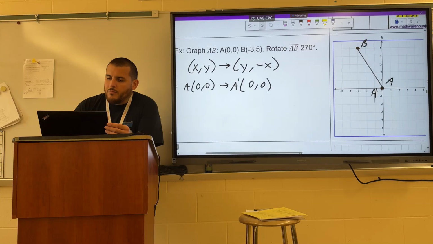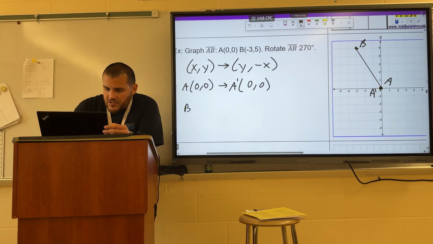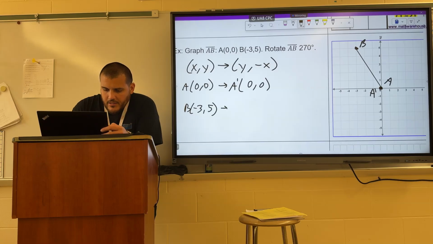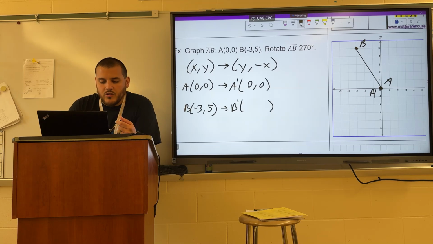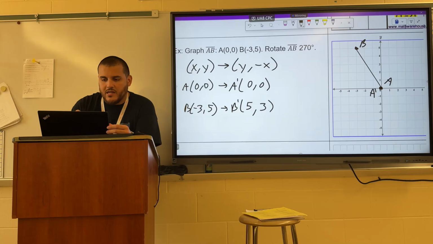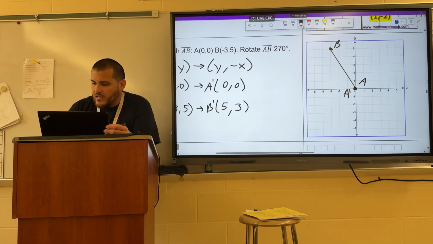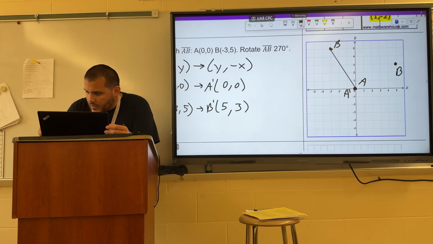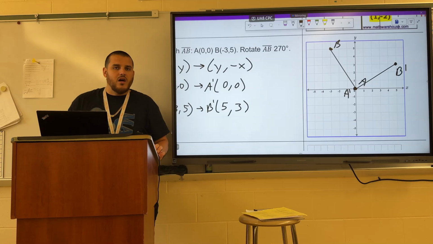All right, for our point B, we will have changes to our coordinates because we have values here, -3, +5. That'll transform into B prime. And again, my X and Y are gonna switch places. My Y sign is gonna stay the same, so +5 stays +5. My X sign though is going to change. That -3 will become +3. So B prime is gonna end up at +5, +3, which is right there, B prime. That is 270 counterclockwise.